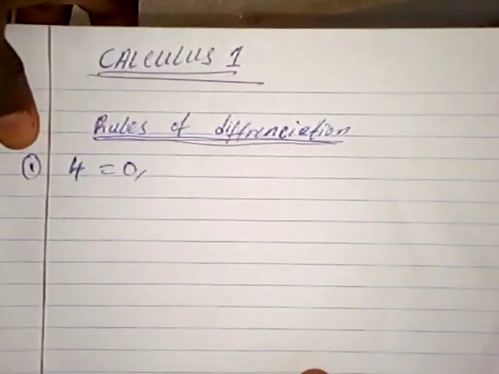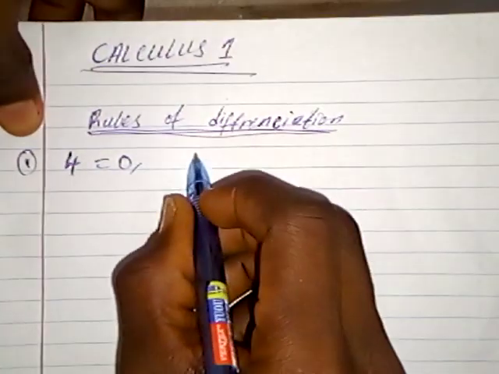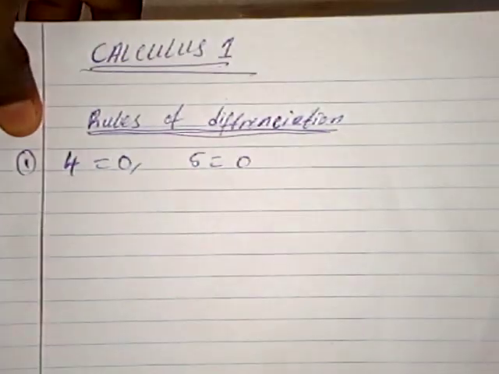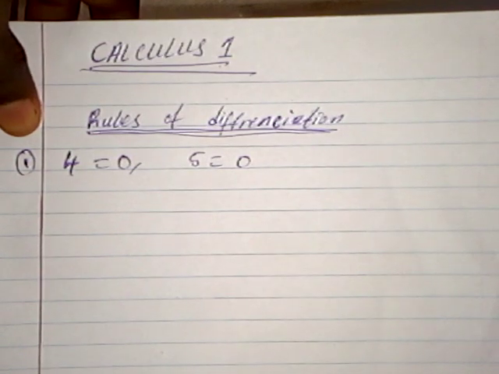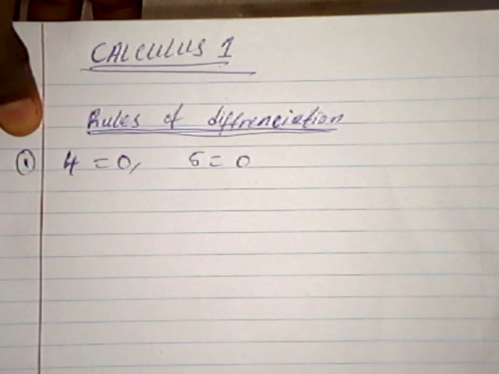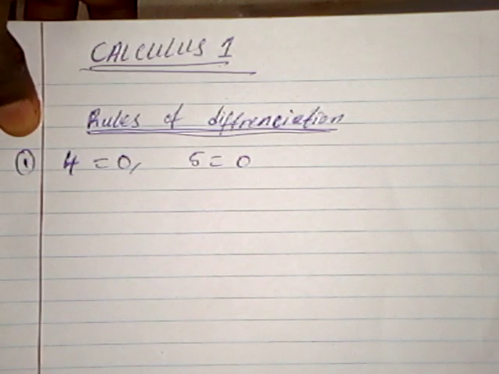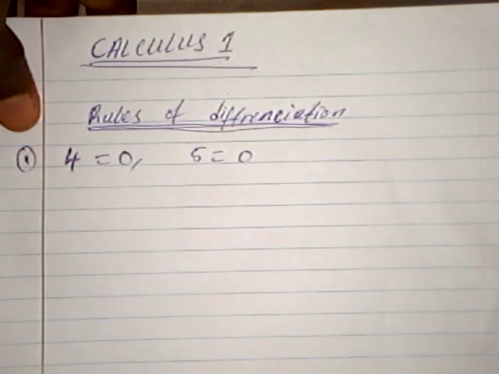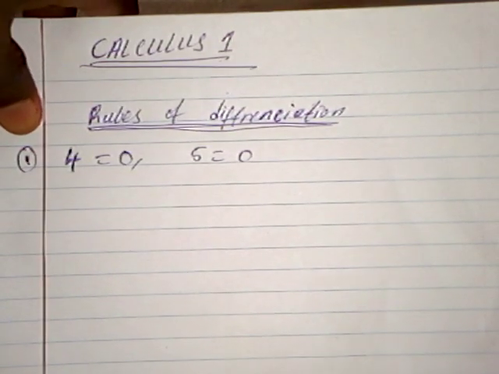0. Take note. And the differentiation of this constant 5 is what? 0. So any constant, the differentiation of that particular constant is always 0. Even if you have 100 is 0, 10 is 0. I hope it's clear. Be aware and take note. Good. That's the first rule.